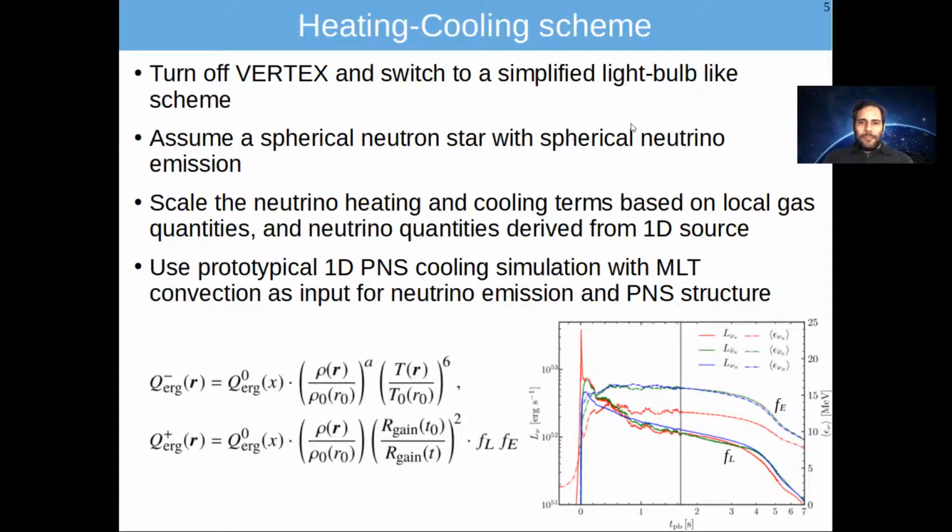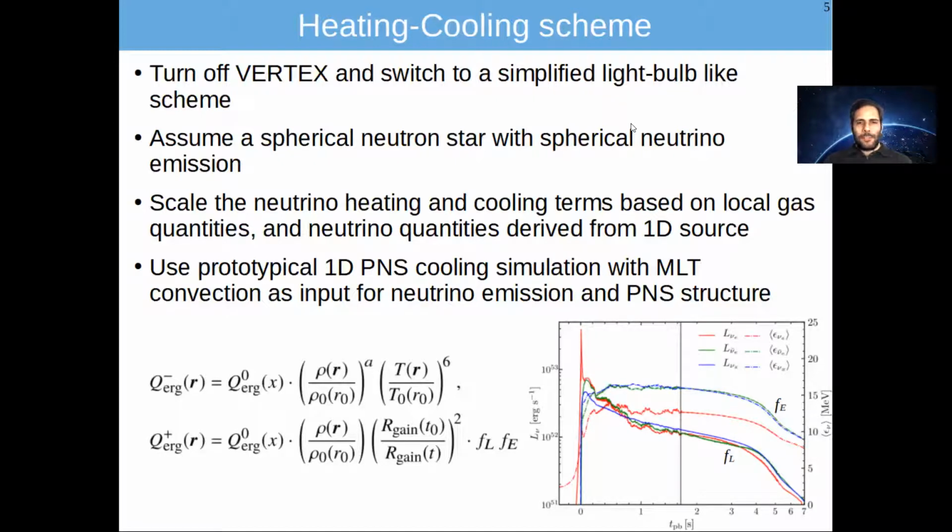As the neutrino transport part is the most expensive part of each run, it is not economical to use the highly detailed transport where it is not strictly necessary. Therefore, after a certain point, when we are sure that the dynamics of the explosion are relatively fixed, we turn off VERTEX and switch to a simplified light bulb-like scheme.